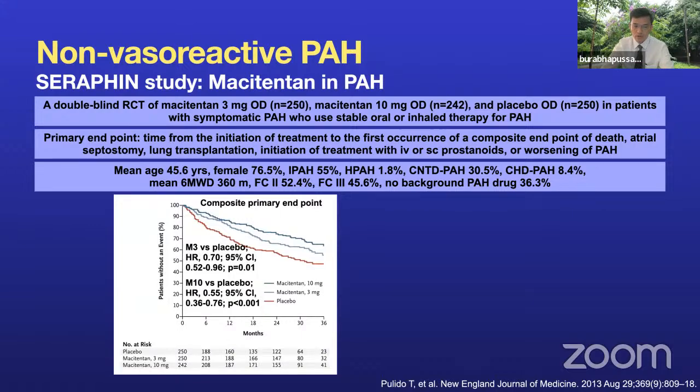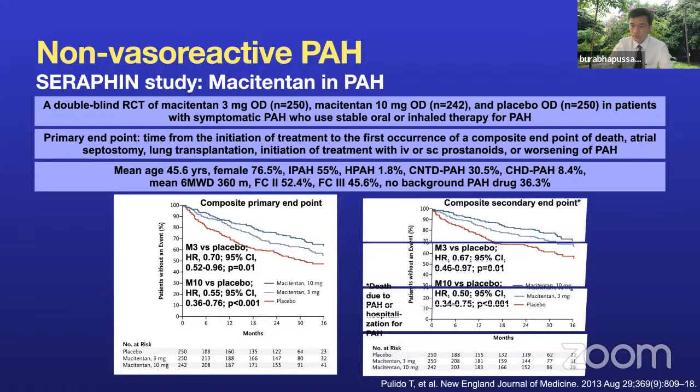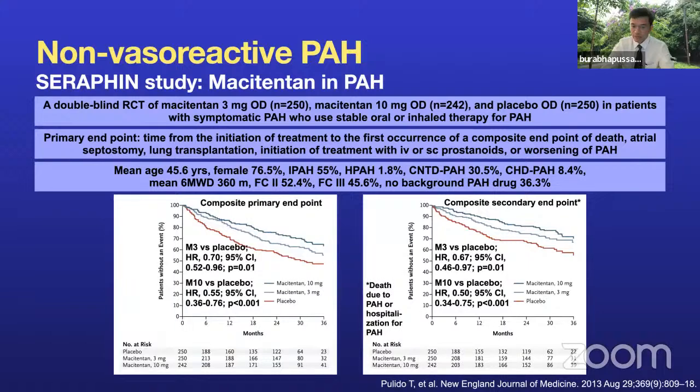This is a positive trial. Macitentan can show a positive benefit of the drug compared to placebo. So it's not only that we can get a new drug, but we can also see that in terms of sequential combination therapy, macitentan on top of other medication gives a benefit.